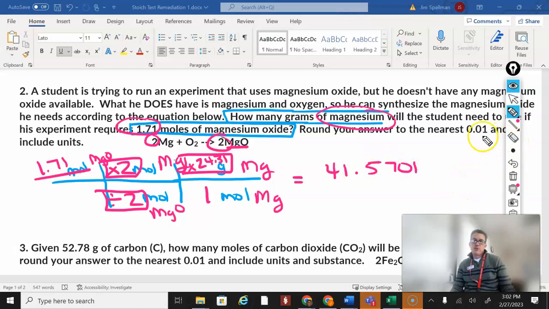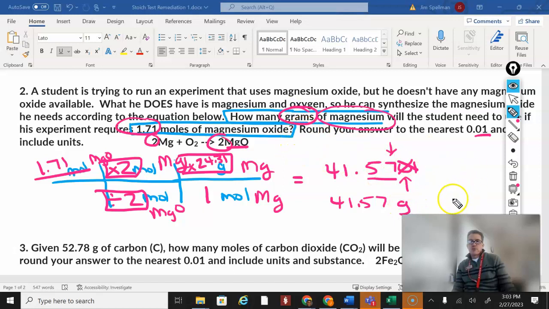So that's what is in my calculator. The question says to round it to the nearest 0.01. So that simply means we want 2 places past the decimal. I don't need to change any number at all except possibly the very last one. And I'm going to look at its neighbor to the right and understand that that number is below 5, so I don't need to change anything. So my final answer needs to be 41.57. It also says round your answer. We also want our units. So this question is in grams, and it wants the substance, which was magnesium.